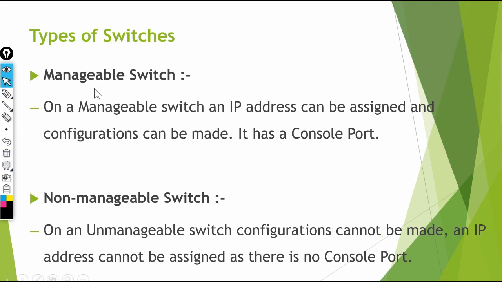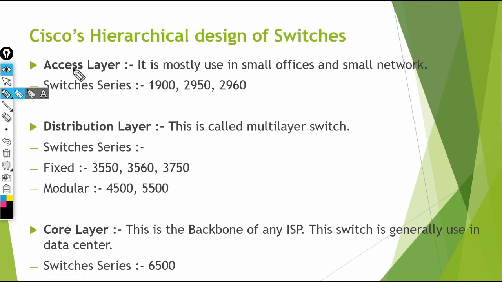Now, when it comes to the hierarchical design of the switches, we have three layers of switches. We have the access layer, which is the major one, then the distribution layer and the core layer. Access layer switches are basically used for small offices, or a small network. These series of switches are outdated.